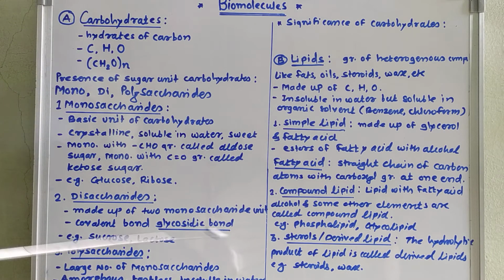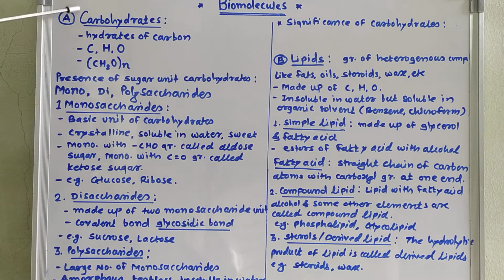Here we studied the first biomolecule, that is carbohydrate. In carbohydrate, we studied the definition and some characteristics. Then we studied the classification depending upon the number of sugar units: mono, single, monosaccharide; di means two, disaccharide; poly means many, polysaccharide. And lastly, we studied the significance of carbohydrate.